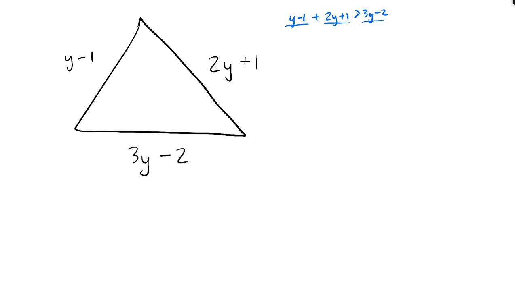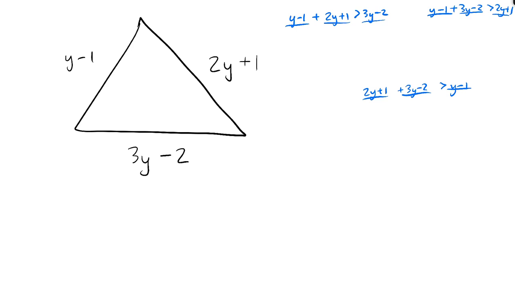Okay, and then let's see over here, we get a different combo. So y plus 1 plus 3y minus 2. So y plus 1, 3y minus 2 is bigger than 2y plus 1. Well, that's really off to the side there. And then the last one is, which combination am I just doing? y minus 1 on the other side. Okay, so 2y plus 1, 3y minus 2, bigger than y minus 1. All right, there's the combos.